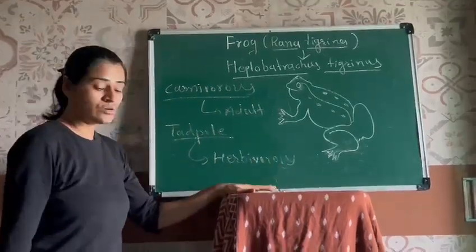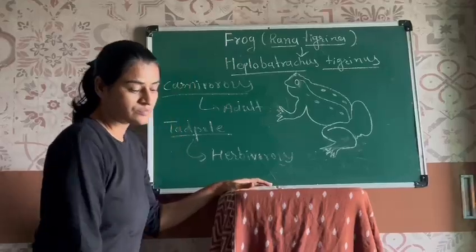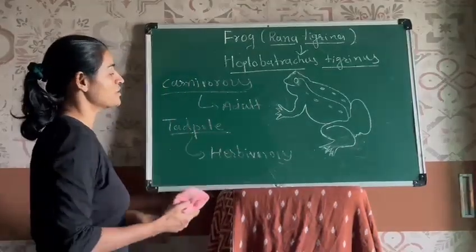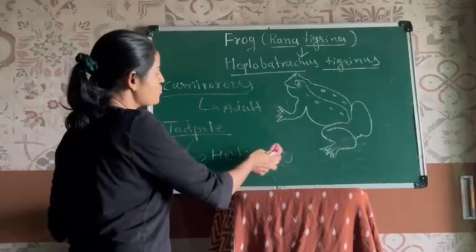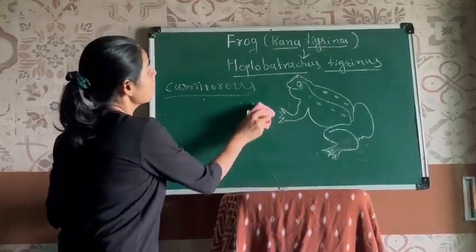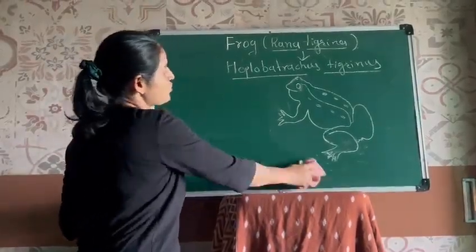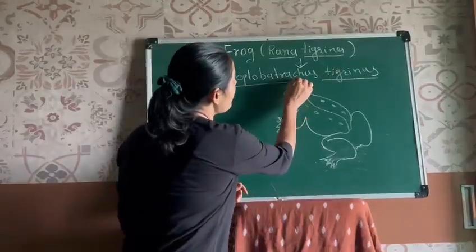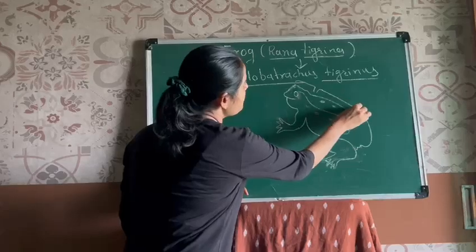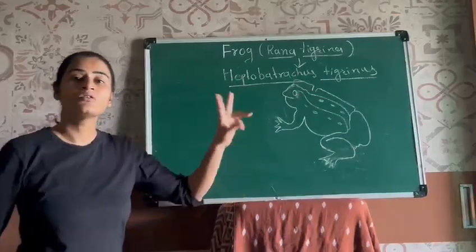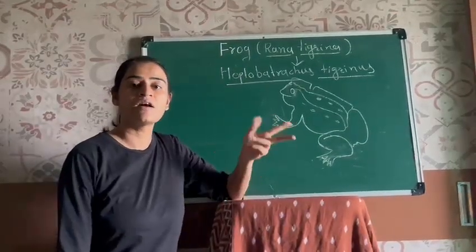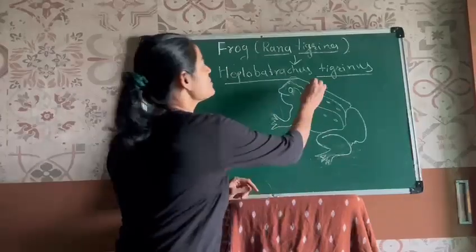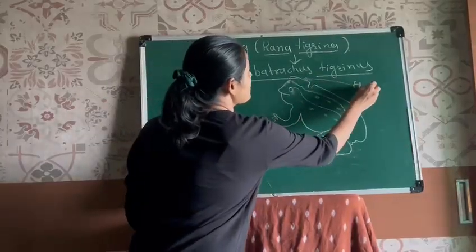Now, talking about the morphology, the structure, the size, I have already drawn the diagram and we are just going to label it. This is the diagram of the frog. You can see the body division is in just two parts. Their body is divided into two parts: one is called the head and the other is called the trunk. This is the head part.